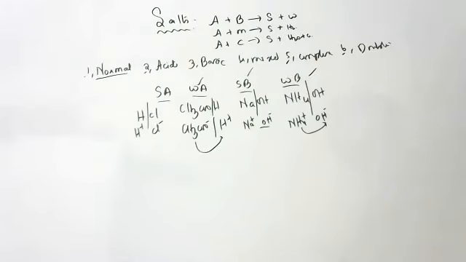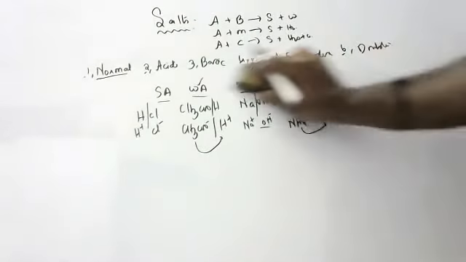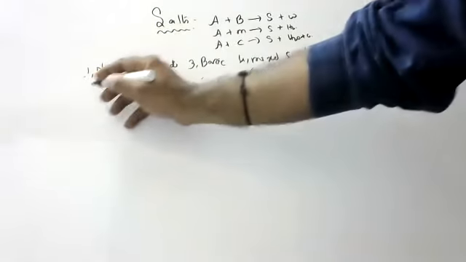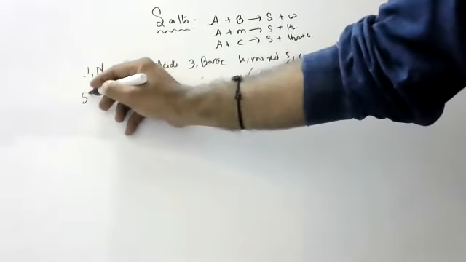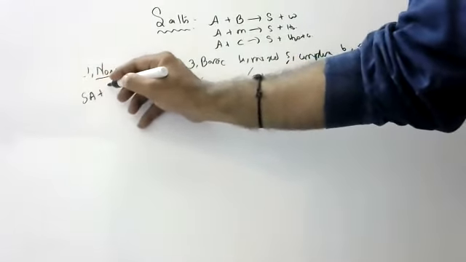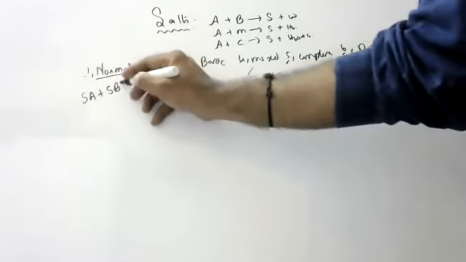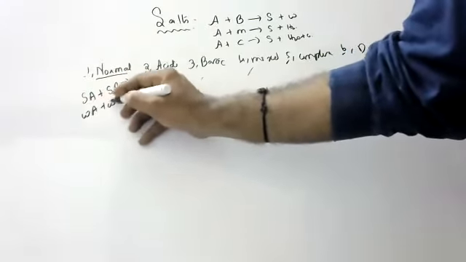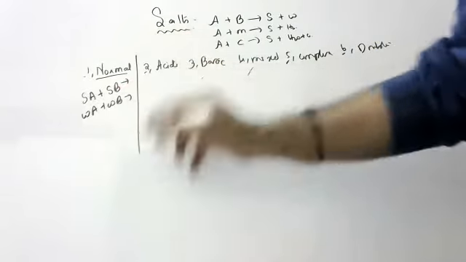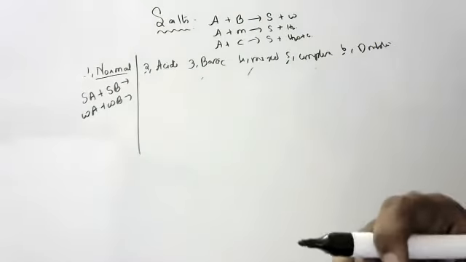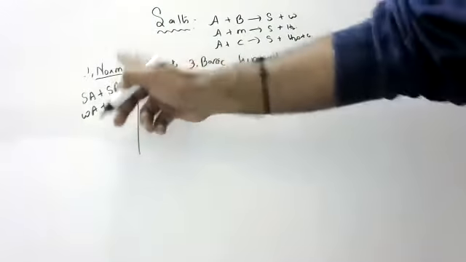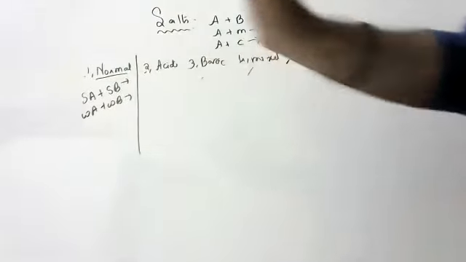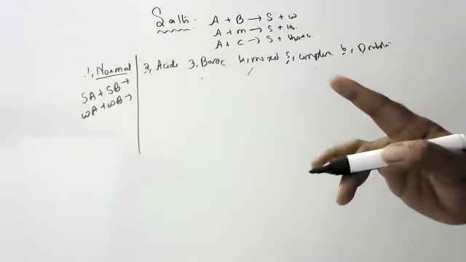Now, what is a normal salt? Try to understand, children. You should compulsorily know what a strong acid and a weak acid are. Anything formed from a strong acid and a strong base will give you a normal salt. Or a weak acid and a weak base will also give you a normal salt. Strong acid with strong base gives a normal salt, and weak acid with weak base also gives a normal salt.